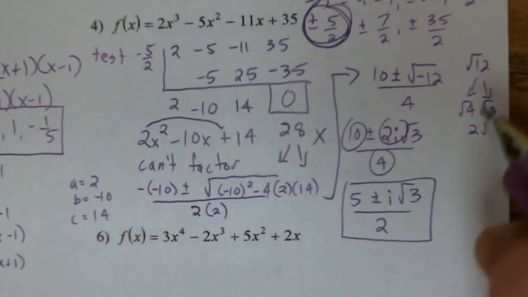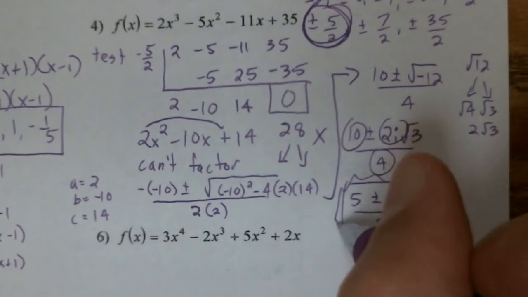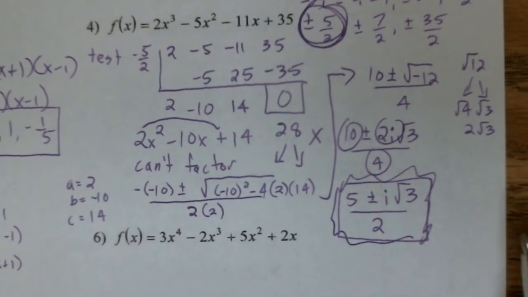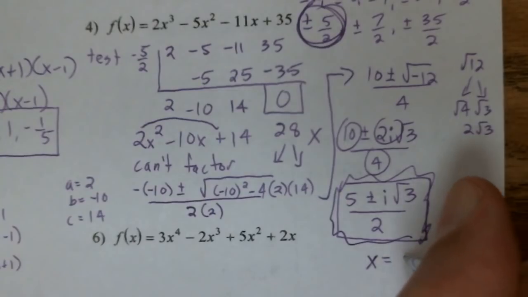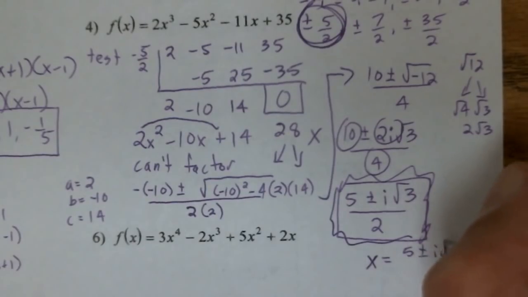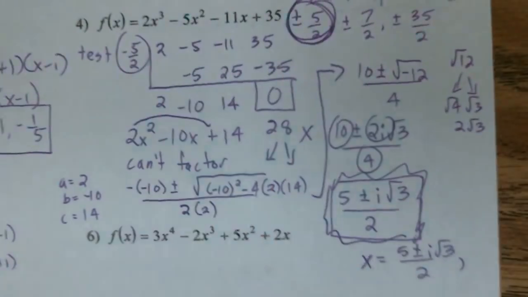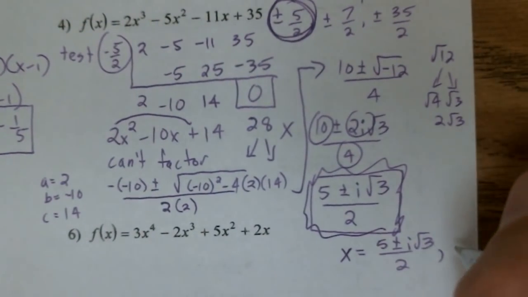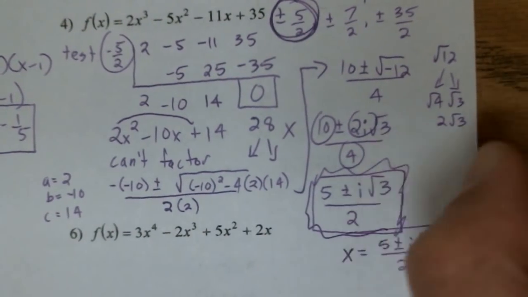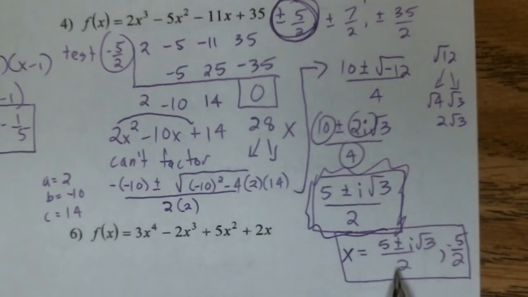Actually, I shouldn't put a box around that. That's not my final answer. So our roots are the 5 plus or minus i root 3 over 2. That's 2 of my roots, plus the other root that we tested with the synthetic division. Okay, that is my official final answer: the 2 imaginary roots and the negative 5/2, or the negative 2.5.